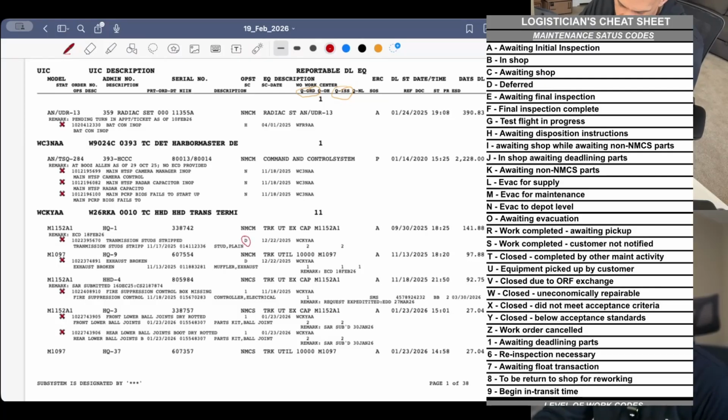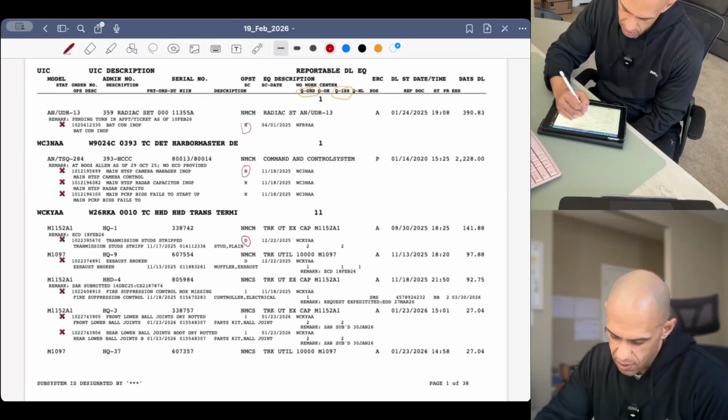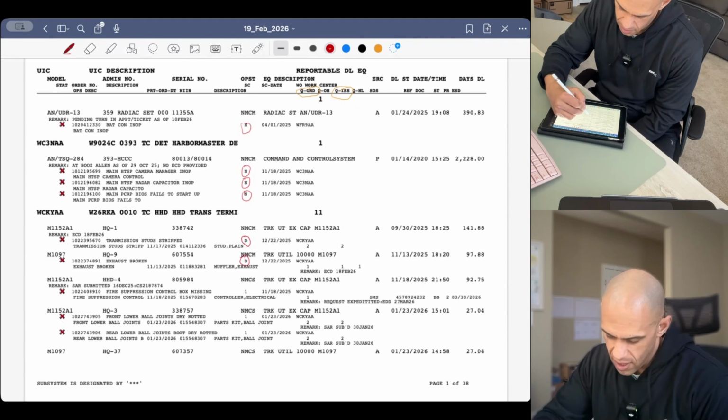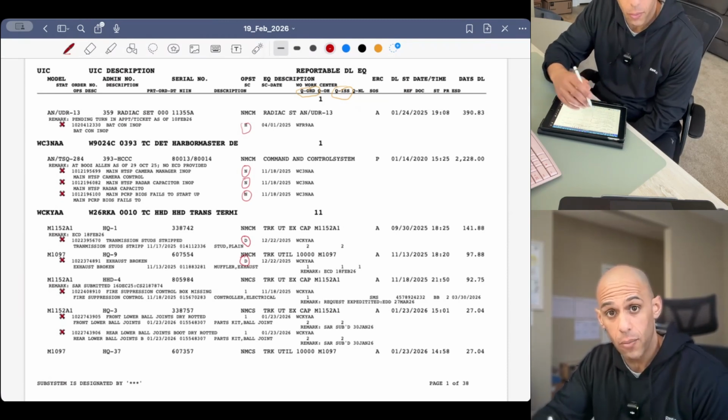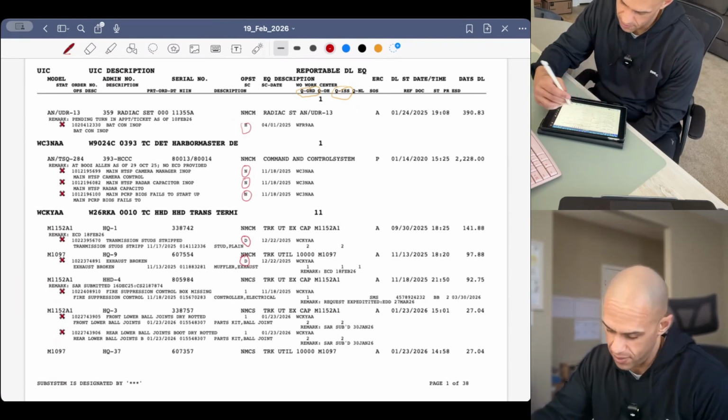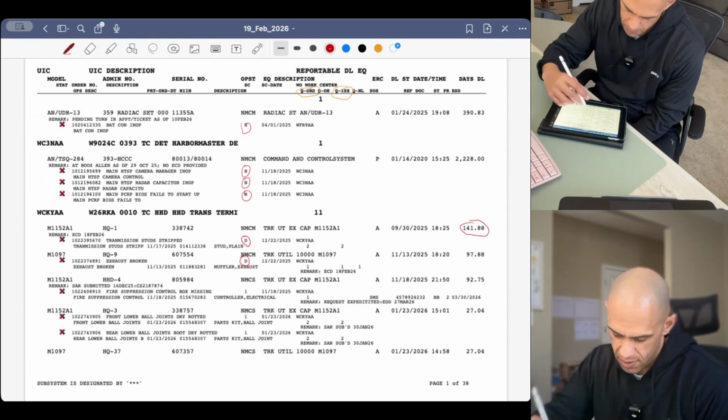It's deferred status, because all these statuses and all these codes mean something. So right now, looking at this report, it's non-mission capable maintenance, it's deferred status, and it won't be completed till 18 February. Well, something is wrong in here. They need to figure out exactly what's happening. And it's been down for 141.88 days. And let's move on.